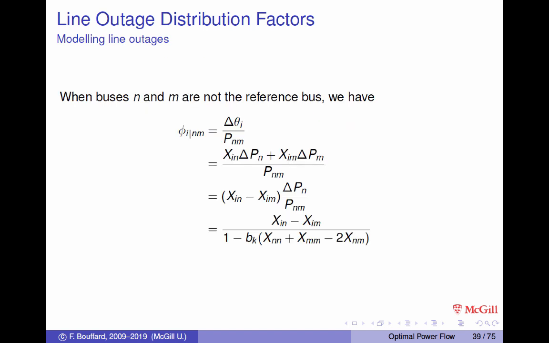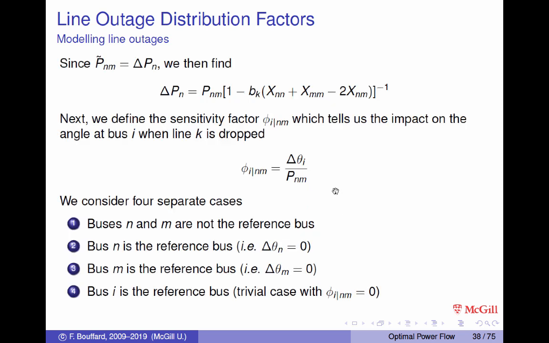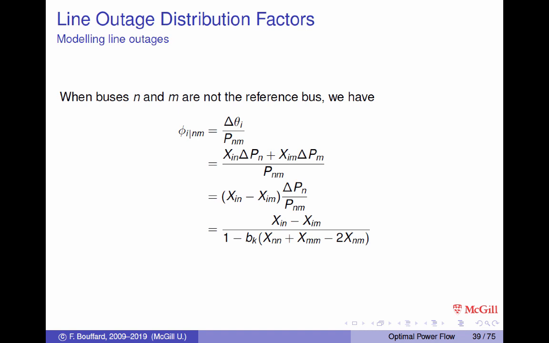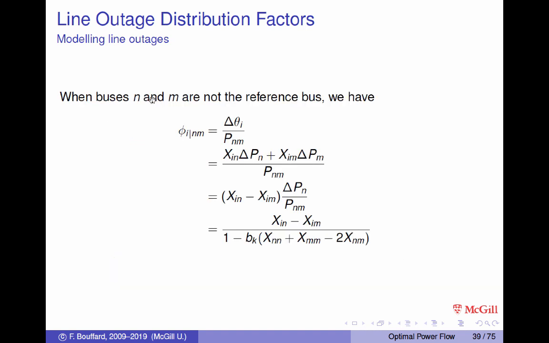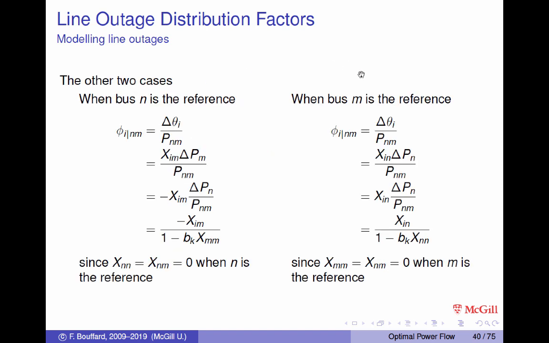So here again, direct substitutions from what we found previously in terms of delta thetas. And so effectively here we find the phi I given that NM is out. So two other cases. Here again, this is where N and M are not the reference bus, when N is the reference, and when M is the reference. Again, clearly here you don't need to know this by heart, but you should understand where it comes from.